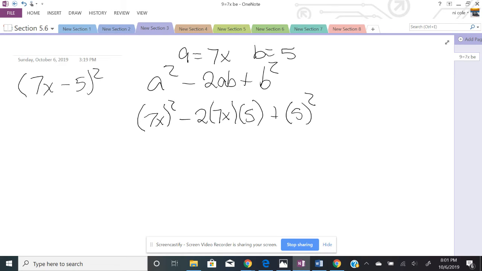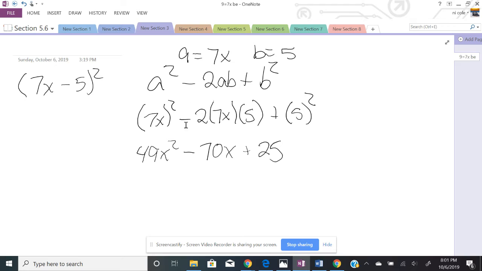Okay. Square of 7. 7 times 7 is 49. X squared is x squared. Minus 2 times 7 is 14. 14 times 5 is 70. X plus 5 squared is 25.